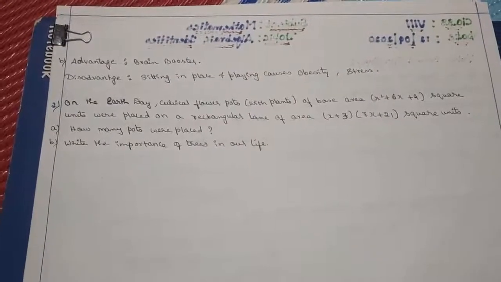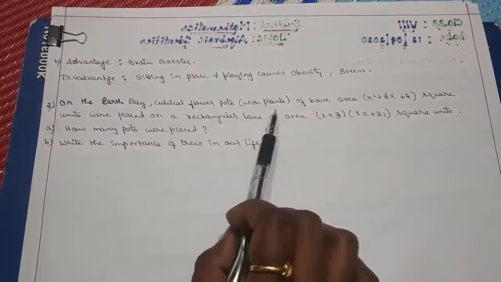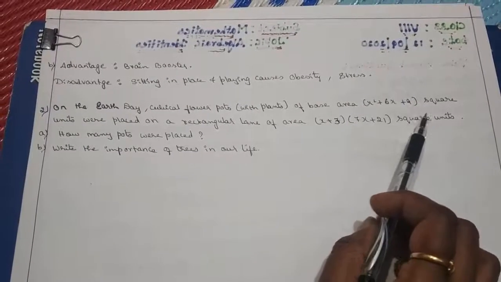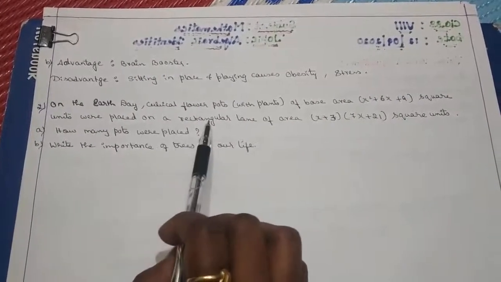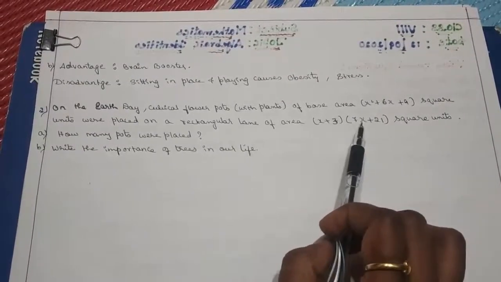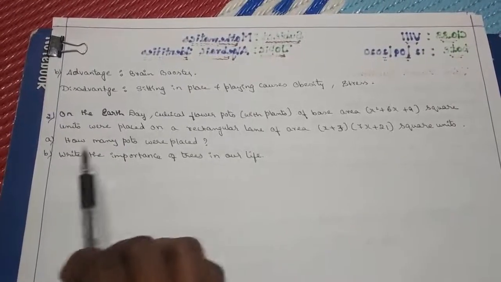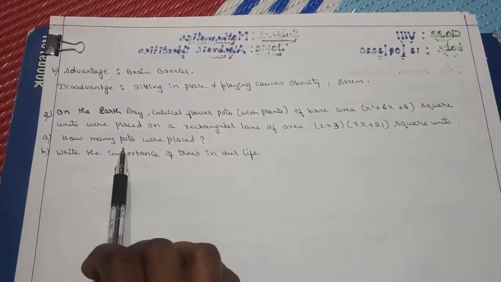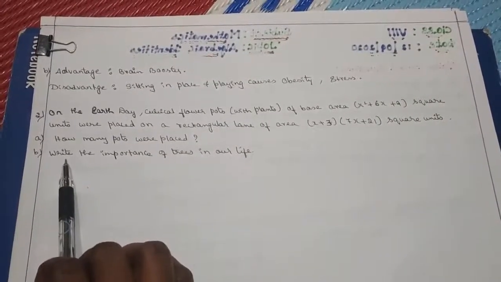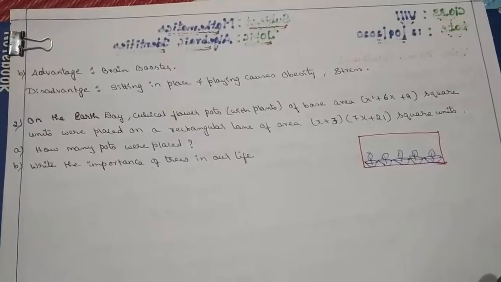Moving to second question. On the Earth Day, cubical flower pots with plants on base area x square plus 6x plus 9 square units were placed on a rectangular lane of area x plus 3 into 7x plus 21 square units. Sub question 1. How many pots were placed in the given area? Second sub question. Write the importance of trees in our life.